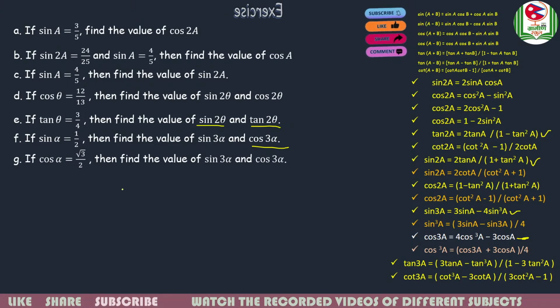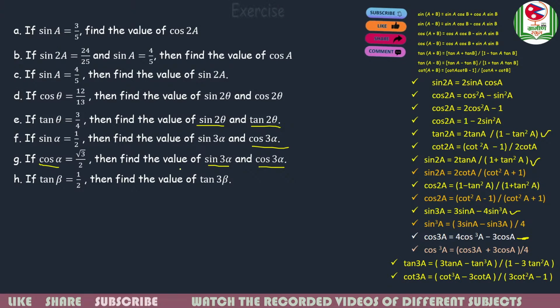And here in G you can see that if cos alpha equals root under 3 by 2, then we have to find out the value of sin 3 alpha and cos 3 alpha. Again here cos alpha is given. So sin 3 alpha equals 3 sin A minus 4 sin cube A. So first convert this cos alpha into sin alpha, or obtain the value of sin alpha from this cos alpha, and then put this value in the formula for sin 3 alpha, that is 3 sin alpha minus 4 sin cube alpha. And similarly for cos 3 alpha, here we have 4 cos cube alpha minus 3 cos alpha. As cos alpha is given, it is going to be very easy, so you can do it yourself.